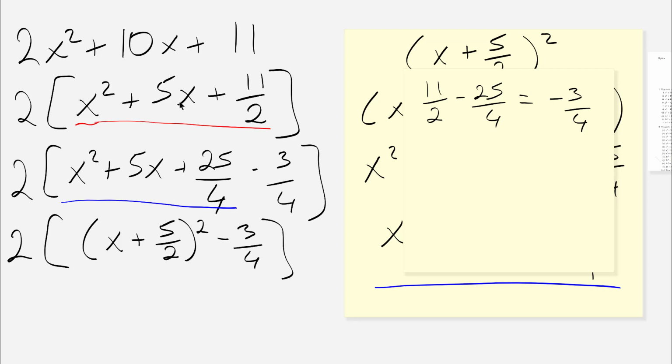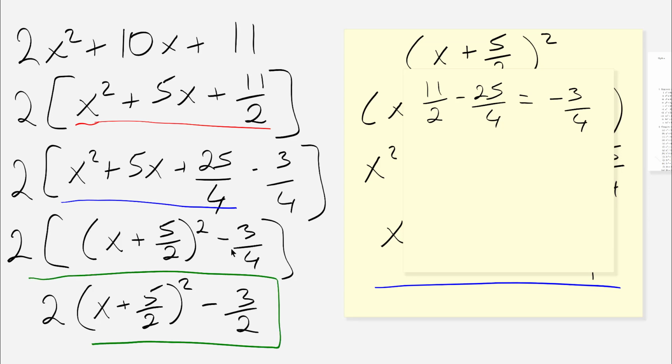The last thing we can do is we can multiply the 2 back into the bracket. Now, when we multiply the 2 by x plus 5 over 2 squared, it simply remains as 2 times x plus 5 over 2 squared, minus then 2 times 3/4 is 3 over 2. And that is it completed. So 2x squared plus 10x plus 11, rewriting it by completing the square, is 2 times x plus 5 over 2 squared minus 3 over 2. So that is completing the square.